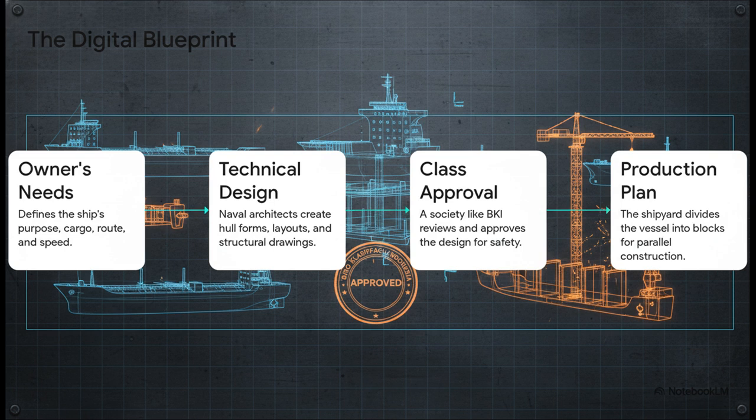But you can't just build from that. Oh no. The design has to get a stamp of approval from what's called a classification society. Think of them as the ultimate safety inspectors, like Biro Klasifikasi Indonesia. They make sure everything is up to code. Only after they give the green light can you move on to the production plan, where the real magic of breaking the ship down begins.